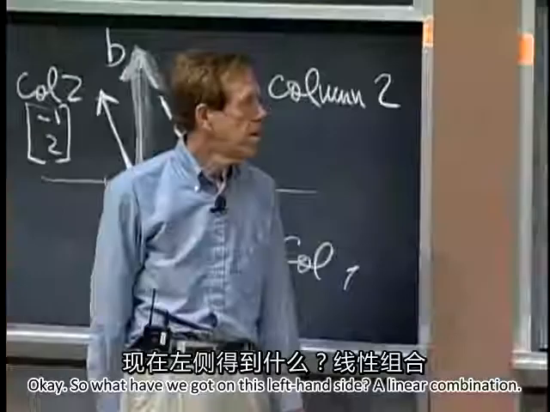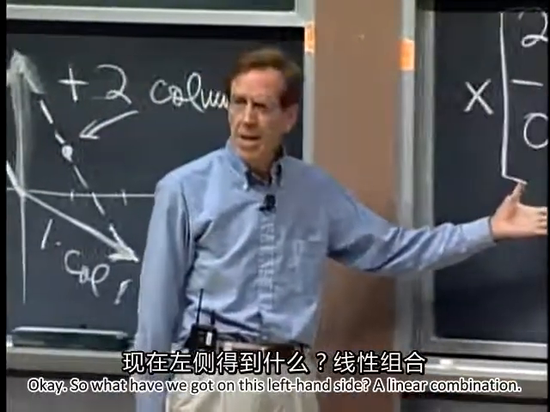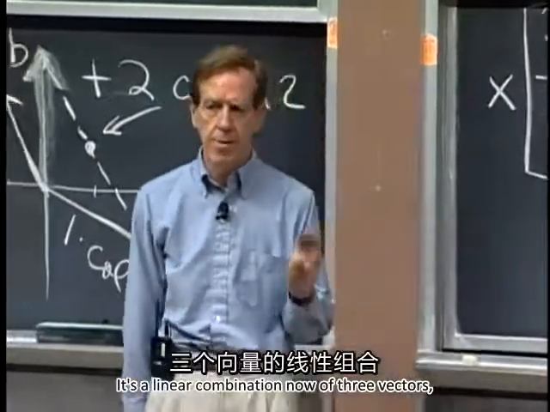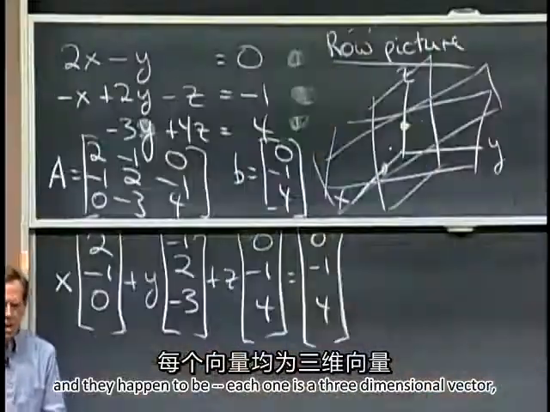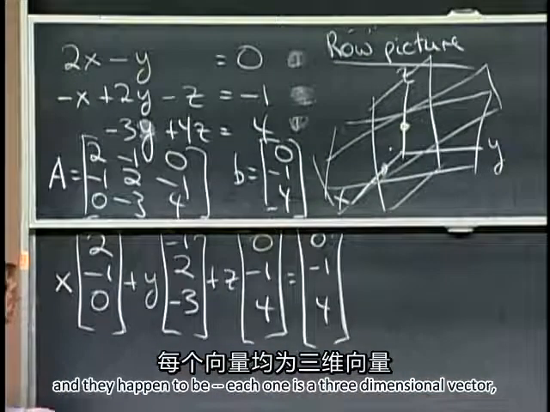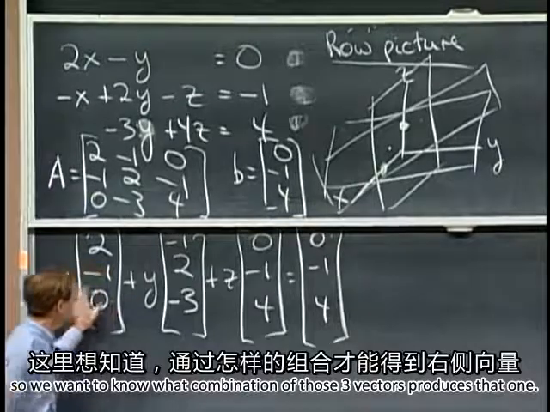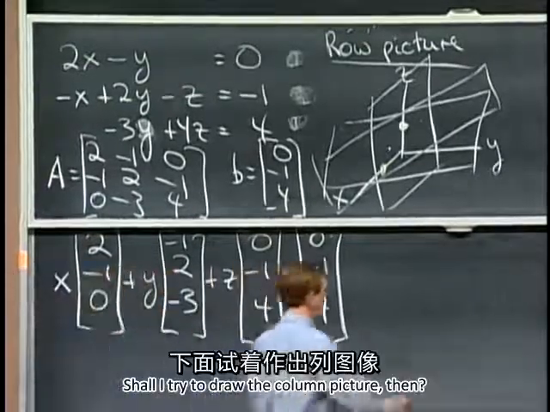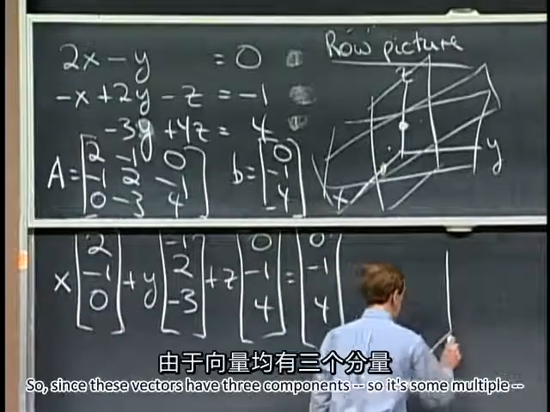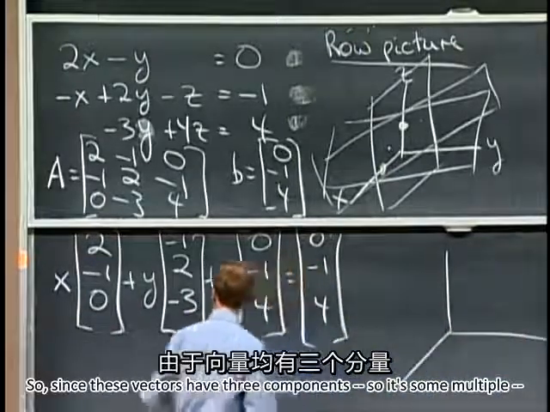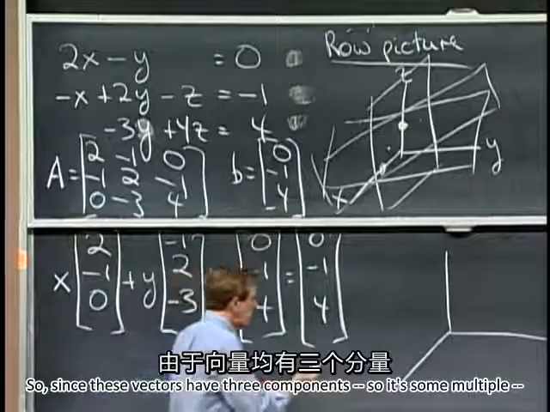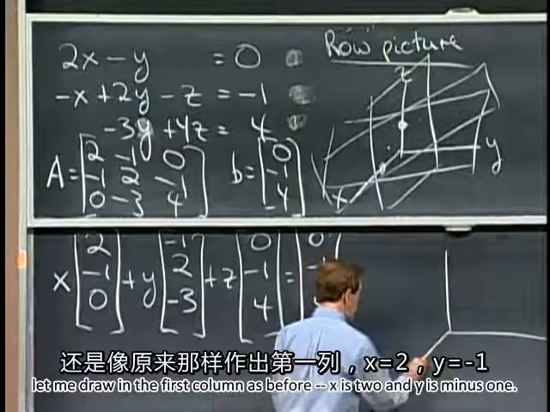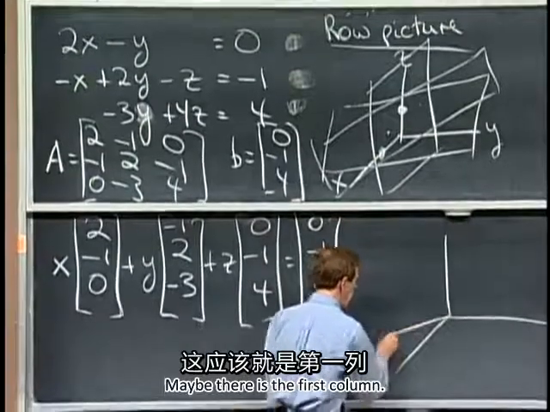Okay. So what have we got on this left-hand side? A linear combination. It's a linear combination now of 3 vectors, and each one is a 3-dimensional vector. So we want to know what combination of those 3 vectors produces that one. Shall I try to draw the column picture then? Since these vectors have 3 components, let me draw in the first column as before. So x is 2 and y is minus 1. Maybe there's the first column.